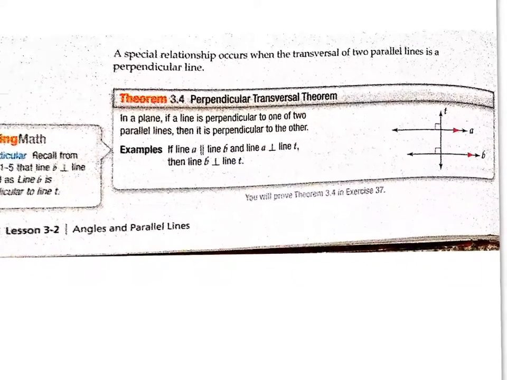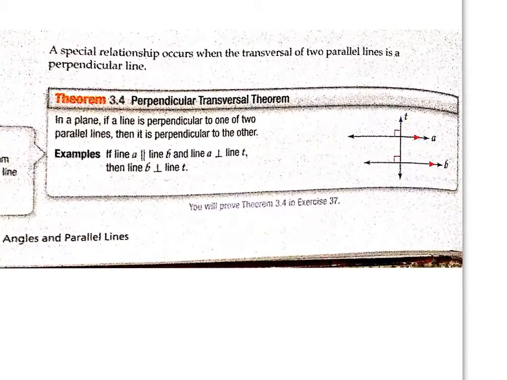So there are ways to build off of these, and these are called theorems, and then you learn corollaries too. But all this says is the perpendicular transversal theorem is that if two lines are parallel and a line is perpendicular to one of them, then it has to be perpendicular to the other. Well, what's that mean? That means every angle there is 90 degrees on both lines. It doesn't matter which line you pick. They're all 90 degrees.